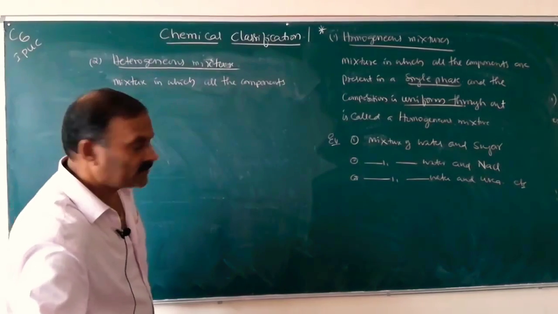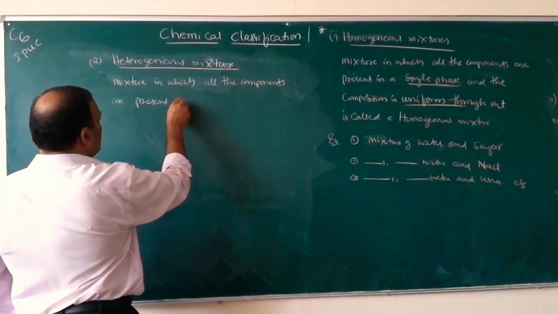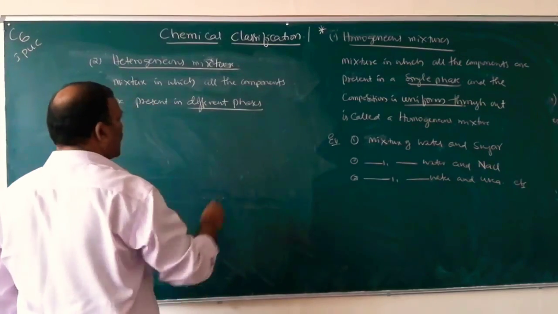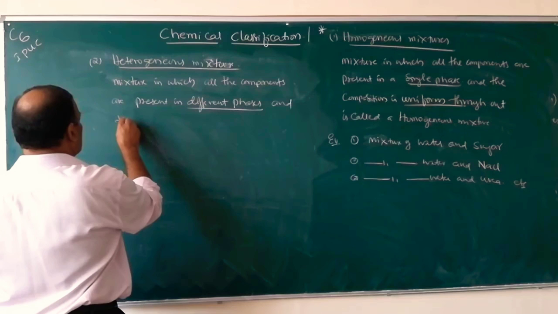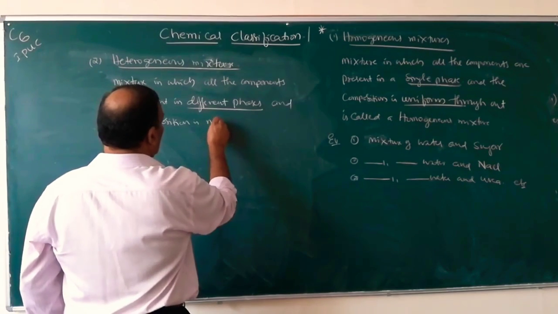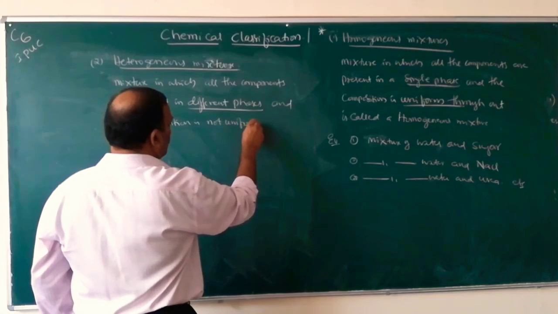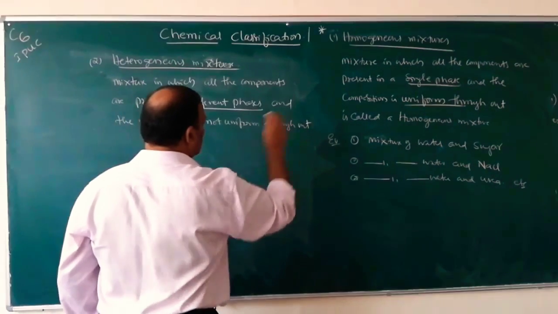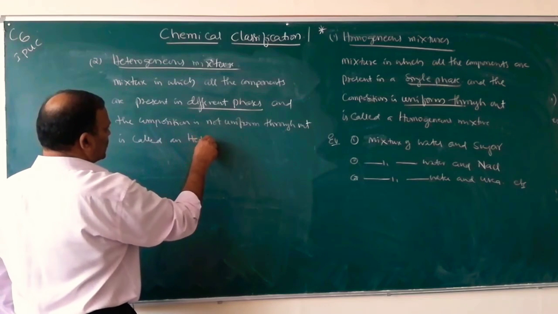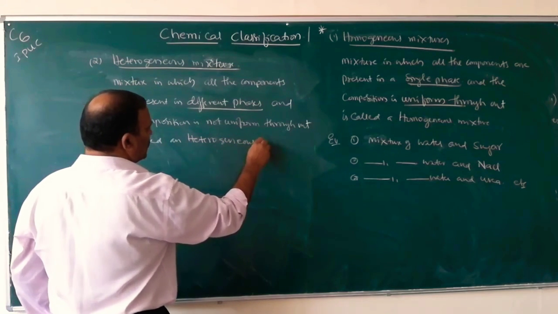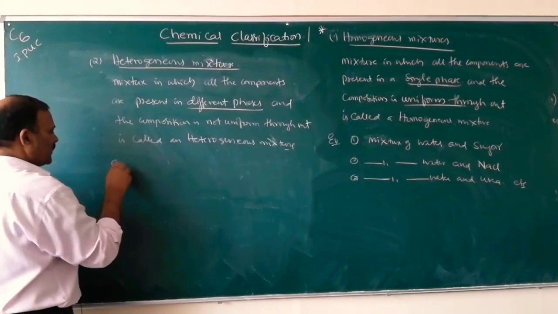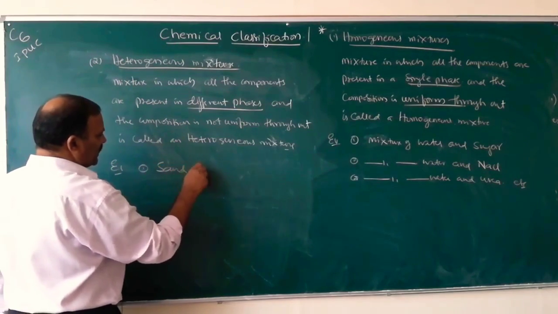Mixture in which all the components are present in different phases, and the composition is not uniform throughout, is called a heterogeneous mixture. Example, sand and water.